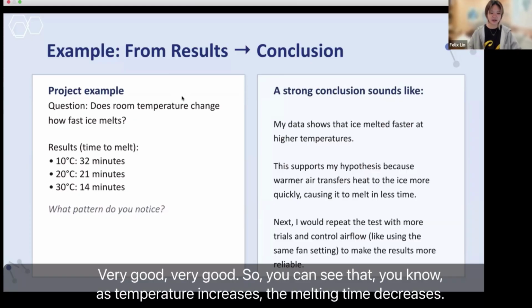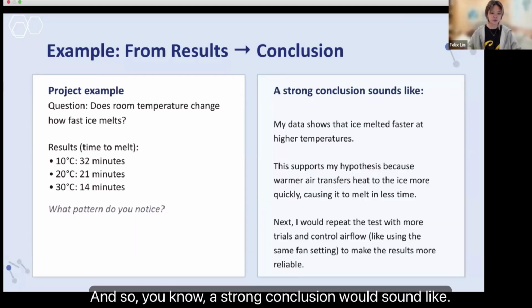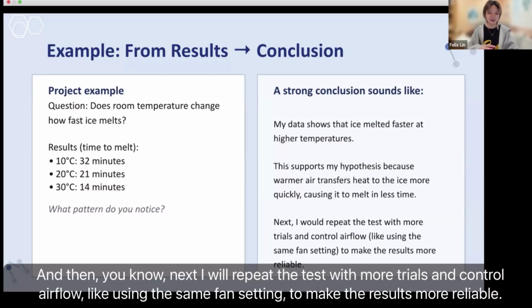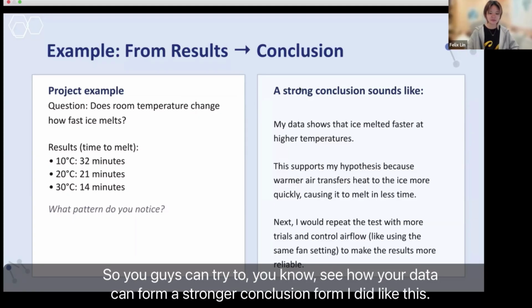So you can see that as temperature increases, the melting time decreases. A strong conclusion would sound like: my data shows that ice melted faster at higher temperatures. This supports my hypothesis because warmer air transfers heat to the ice more quickly, causing it to melt in less time. Next, I will repeat the test with more trials and control airflow, like using the same fan setting, to make the results more reliable. You can try to see how your data can form a stronger conclusion formatted like this.